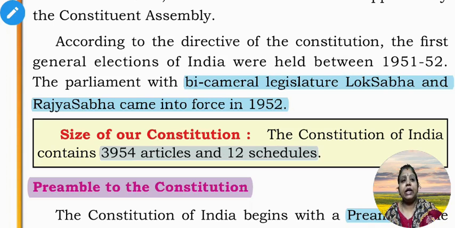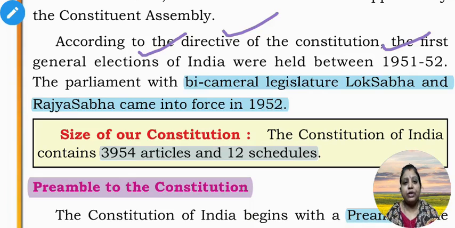According to the directive of the Constitution, the first general election of India was held between 1951 and 1952. The Parliament has a bicameral legislature. Bicameral means two. The legislature is divided into two houses. One is Lok Sabha, another is Rajya Sabha, which came into force in 1952.